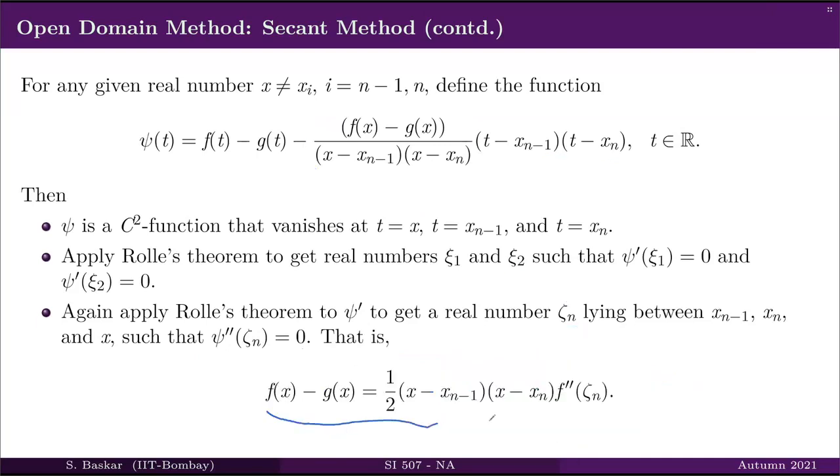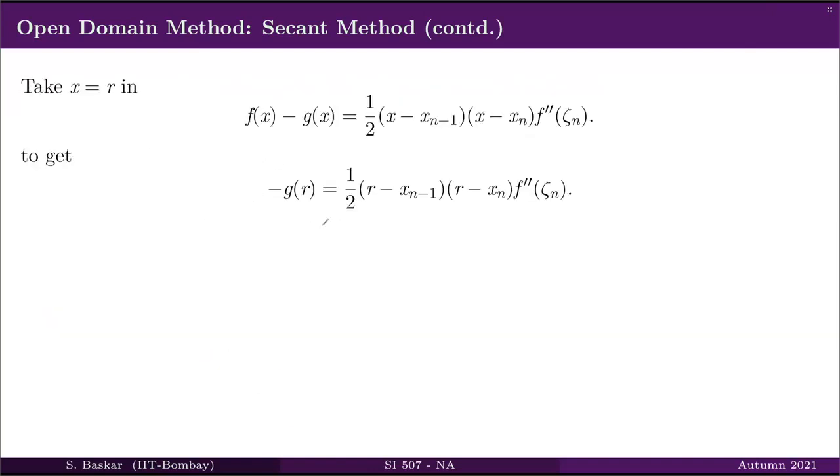Therefore, we get this. This holds for any x not equal to xn minus 1 as well as x not equal to xn. Remember, we have already assumed that xn is not equal to xn minus 1. In particular, we always also take r not equal to xn and xn minus 1. Therefore, in particular, we can take x equal to r also, and the same expression will hold for x equal to r, right? So when you take x equal to r in our derived expression, you can see that the first term goes to 0 because f of r equal to 0.